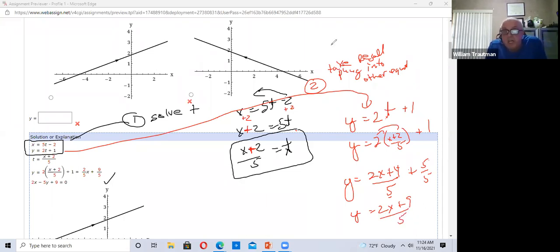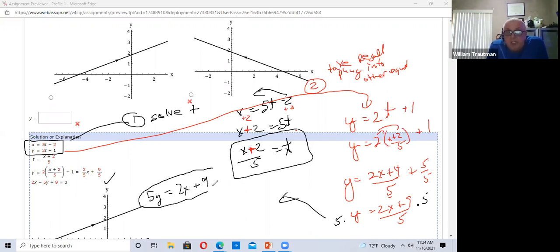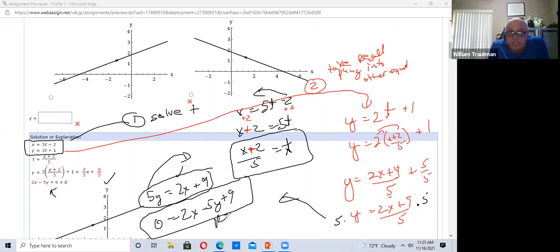Multiply both sides by 5. Get rid of that 5 on the bottom. And I'm left with 5y equals 2x plus 9. I'm happy with this. They didn't say what form to bring it into, like standard form where x has to be positive. So if you bring it over to standard form, the 5y comes to the other side and you get 0 equals 2x minus 5y plus 9. And that's what they ended up with. This is the rectangular equation.